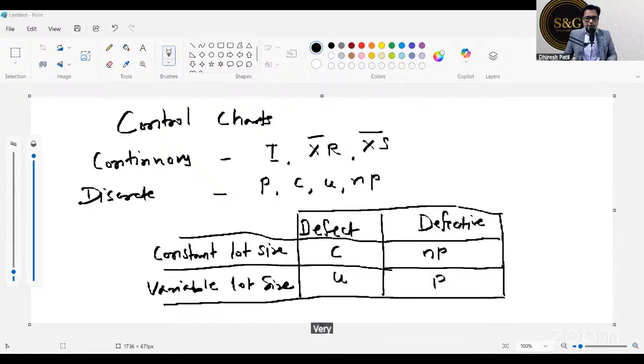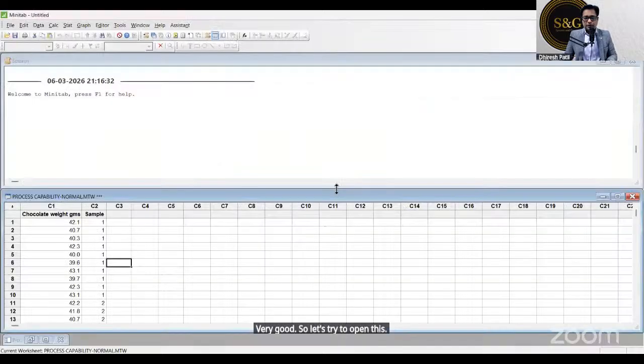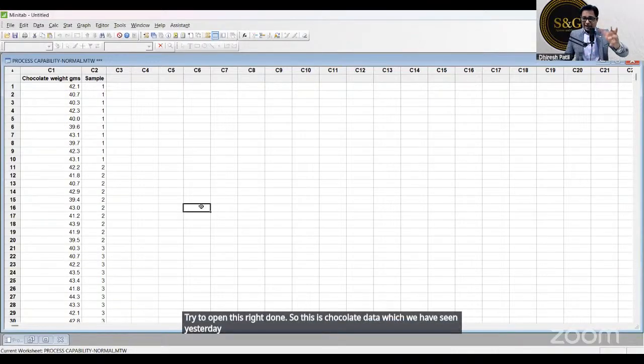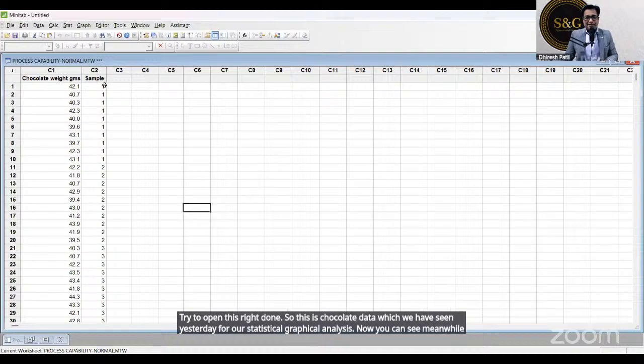Very good. So let's try to open this. Try to open this, right? Done. So this is the chocolate weight data which we have seen yesterday for our statistical graphical analysis. Meanwhile, as you're opening, just try to understand this.